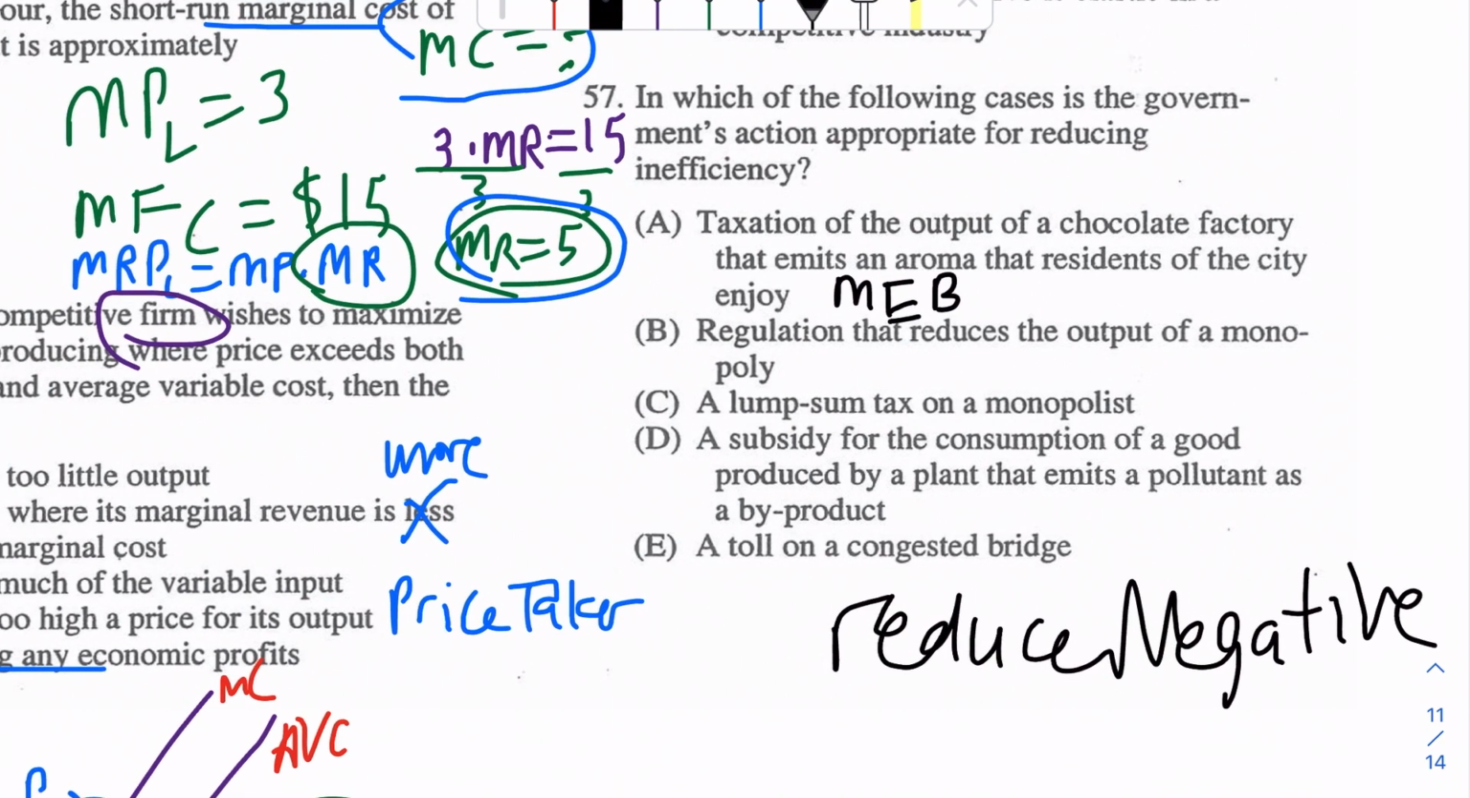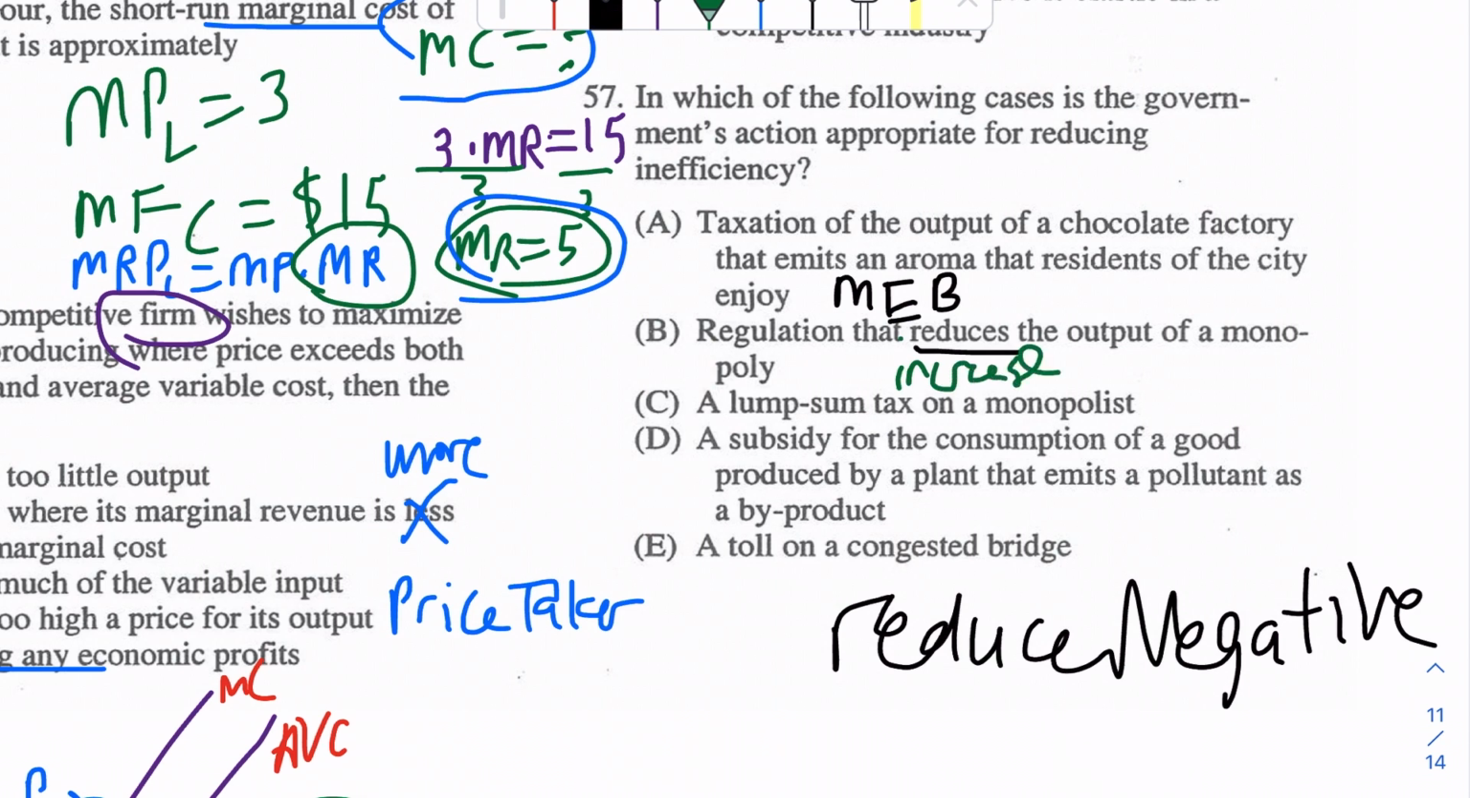Regulation that reduces the output of a monopoly. Well, this is not going to work either because we actually want to increase the output of a monopoly. So regulation that reduces the output doesn't make sense. We actually want to increase the output.